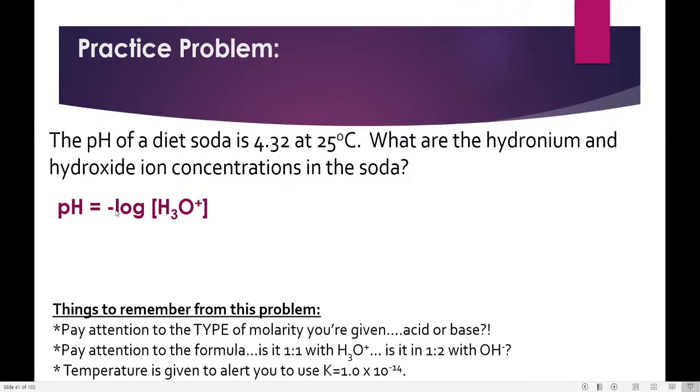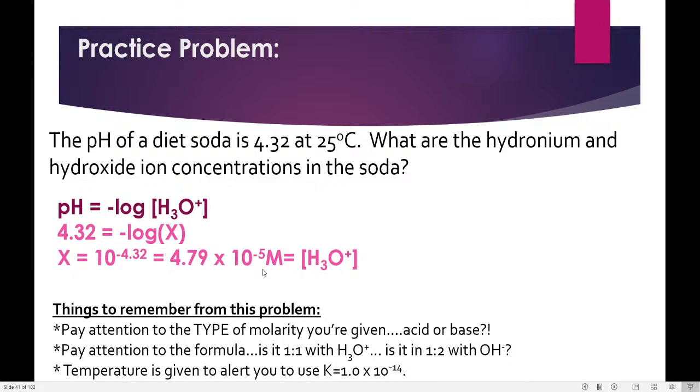Okay, so I'm going to go with this equation. And I'm going to take that 4.32 number, plug that in for pH. I'm going to solve for x. I get x to be 4.79 times 10 to the negative 5th. Guys, if you don't know how to solve for x in this math problem, I want you to see me or go to the math room and ask a math teacher so we can show you how to do this math if you need it.